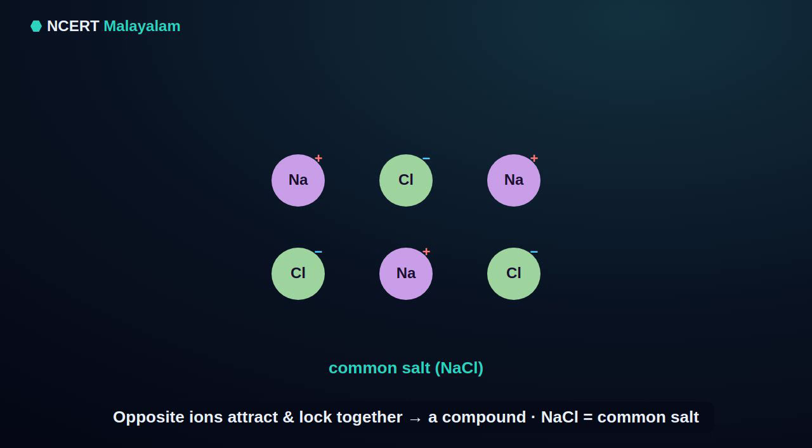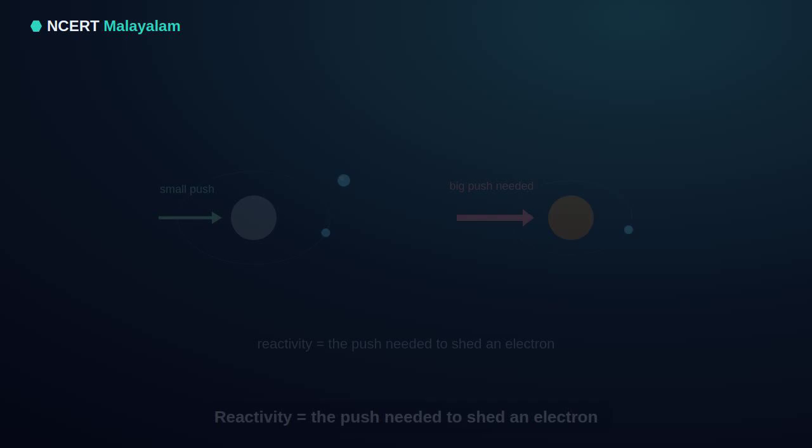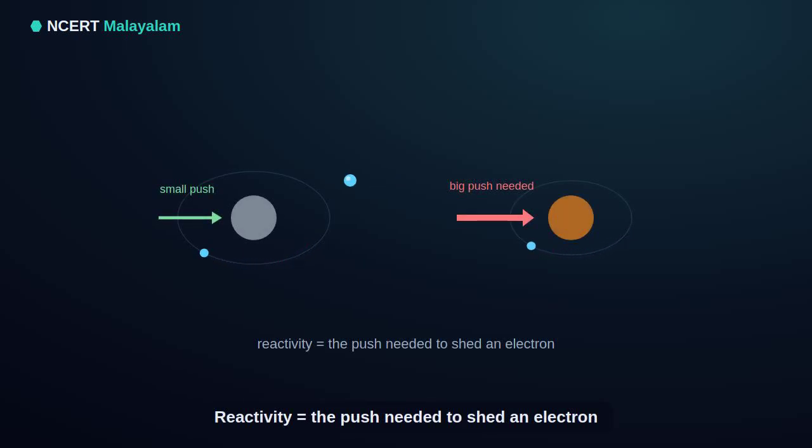For example, the copper ion, that is copper 2+, locks with a negative sulfate ion to give copper sulfate. In the same way, the zinc ion locks with sulfate to give zinc sulfate. A compound is really a store of ions, with the ions hidden inside it. How easily a metal sheds an electron is called its reactivity. To pull an outer electron away from a metal, you need a push. For some metals a small push is enough, while others need a big push.